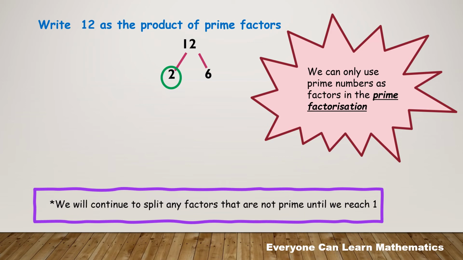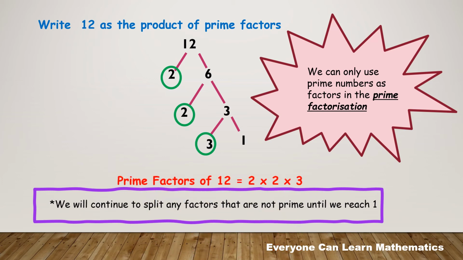So 6 is not a prime number, so we will split this number as well into prime factors. Since 6 is an even number, we know it will definitely be divisible by 2. Now 2 times 3 is 6. Now 3 cannot be divisible by 2 because it's not an even number, it's an odd number. So we will go to the next prime number, that is 3 itself. Now, we need to write 12 as a product of prime factors. This is the answer.